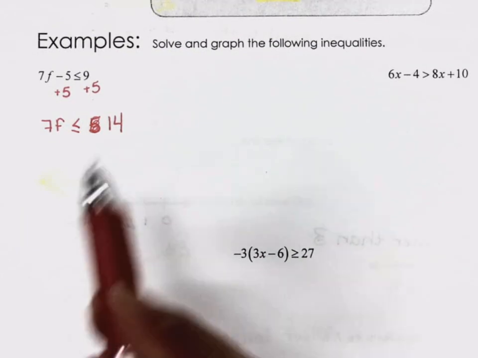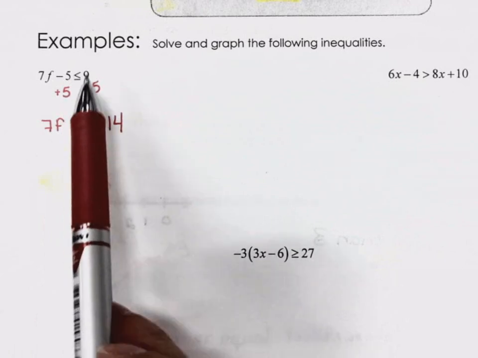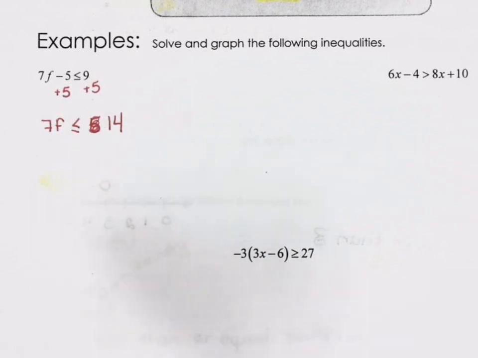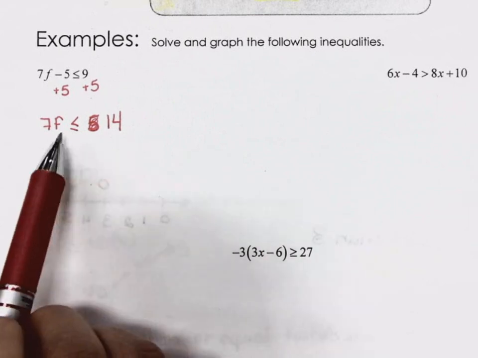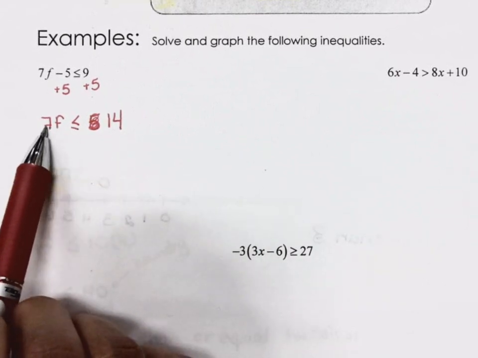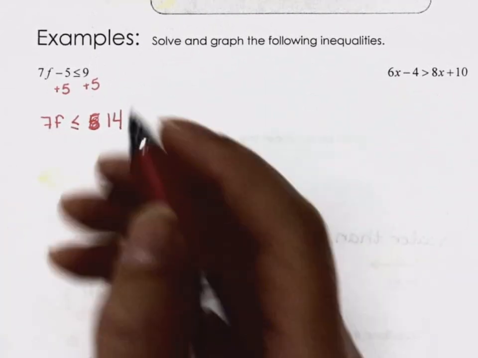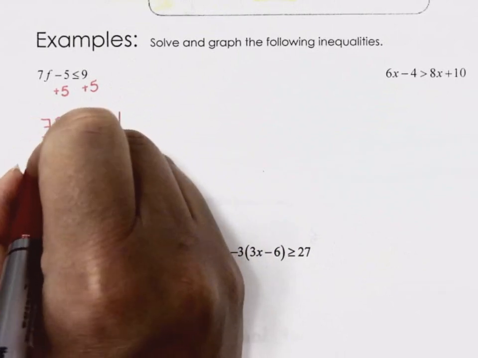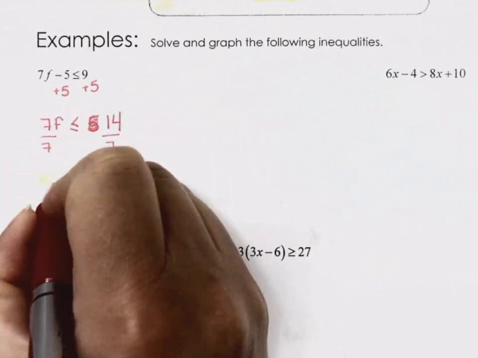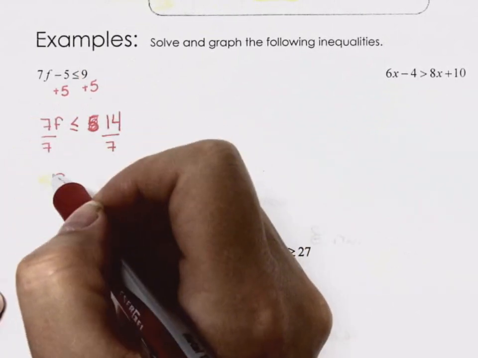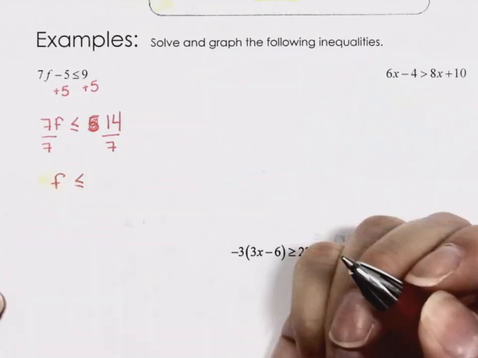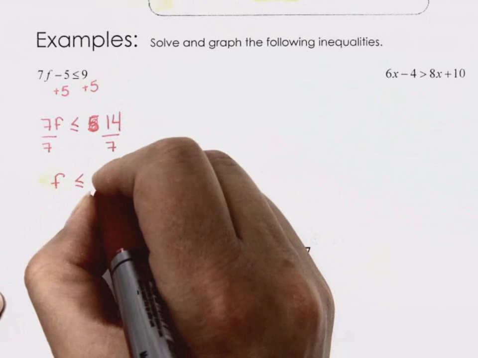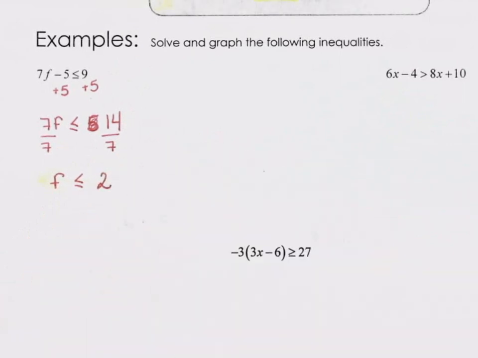Okay, so again, we have to show all of our steps. We actually have to add, and that's a big thing. So 9 plus 5 does give us 14. I want to get the F by itself, so the 7 and the F are multiplied. The opposite of that is divide. Because I divide by a positive, the inequality doesn't change, and 14 divided by 7 is 2.